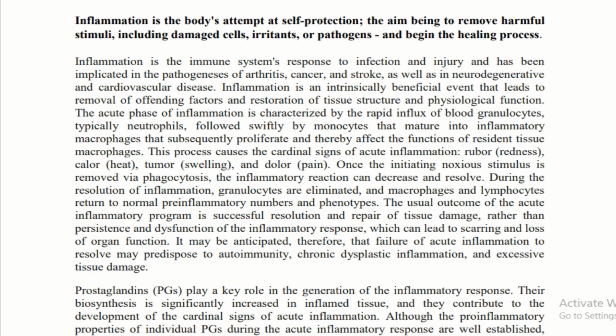So what this means is that when there is an acute phase of inflammation, first you will see a rapid rise of granulocytes, then a rise in neutrophils in the blood, followed by monocytes, which in turn become macrophages. This process causes the cardinal signs. What are the cardinal signs of acute inflammation? It is rubor, which means redness, calor, which is heat, tumor, which is swelling, and dolor, which is pain.